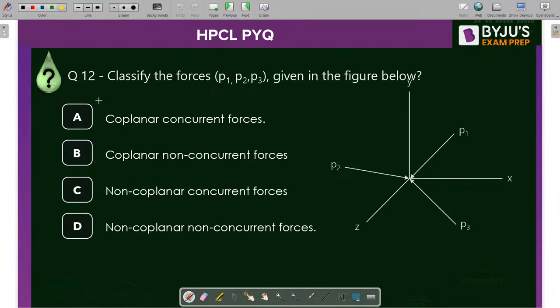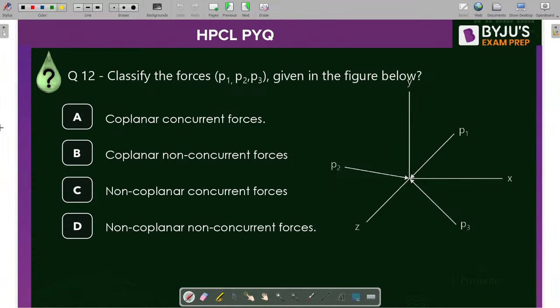The next question is very, very simple, which is related to your engineering mechanics part. Tell me, guys, we have only 20 questions related to this topic, right? Meaning your RCC, structure, mechanics, and environmental engineering.